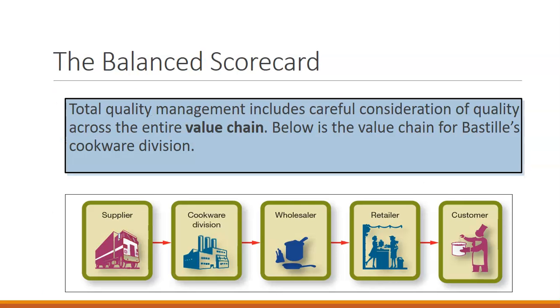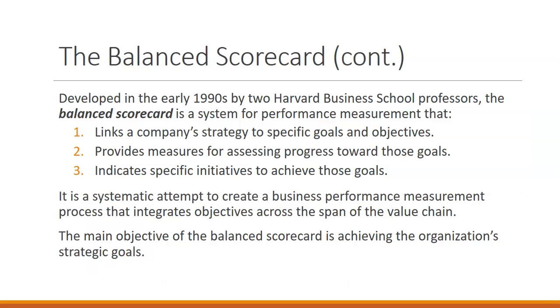Other ways we can perform performance evaluation is with a balanced scorecard. When we look at total quality management, we look at quality across the entire value chain. When we look at the value chain for our cookware division, we have the supplier, the manufacturer, the wholesaler, the retailer, and the customer along the supply chain. So we can make a balanced scorecard to look at performance evaluation of these various pieces of the value chain.